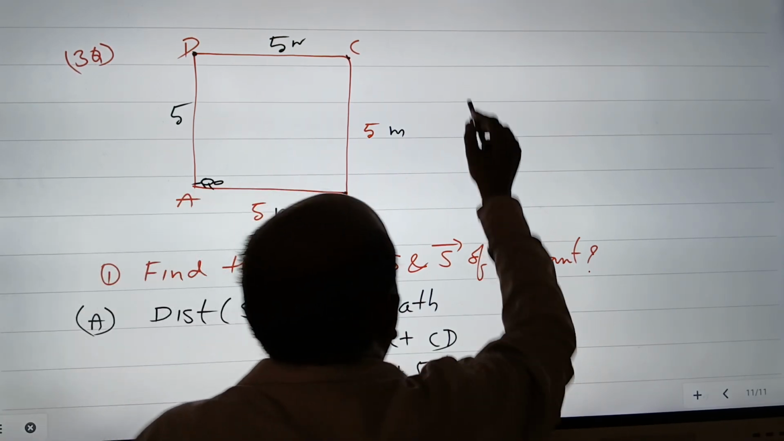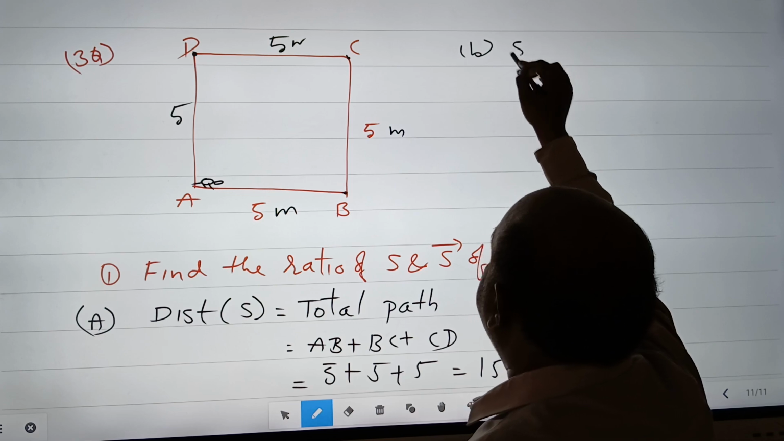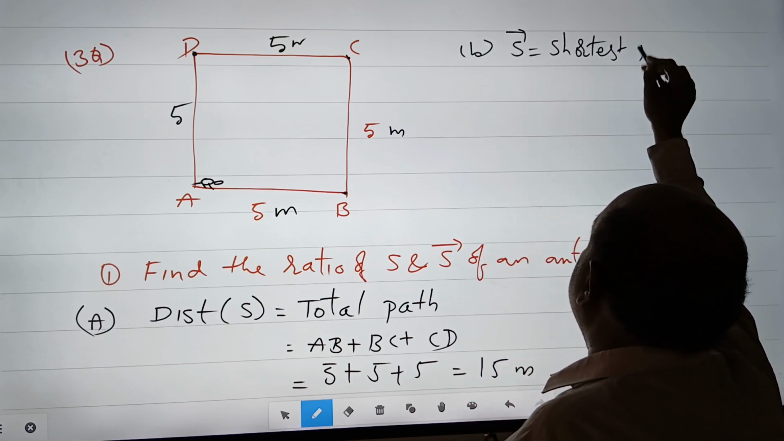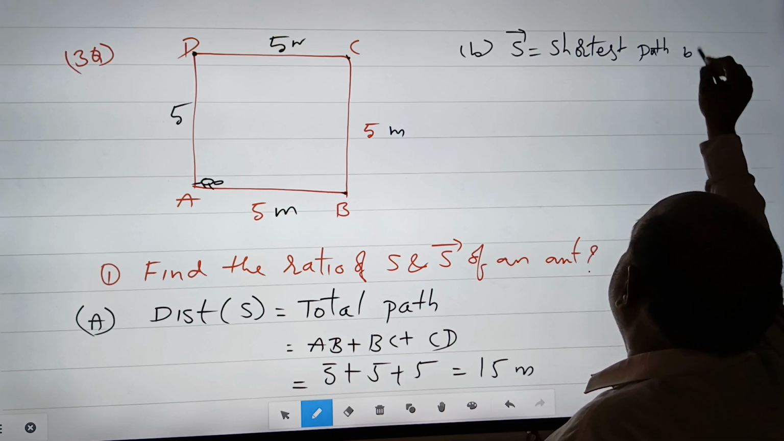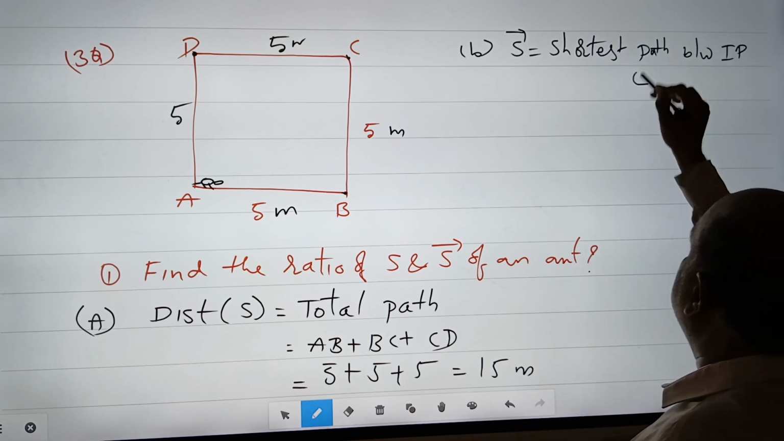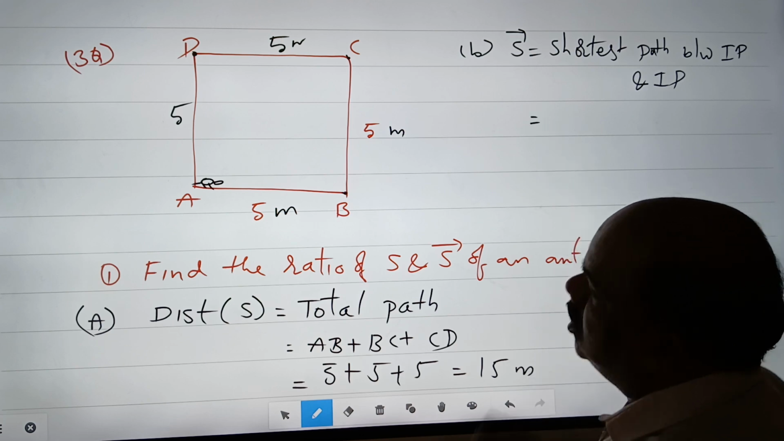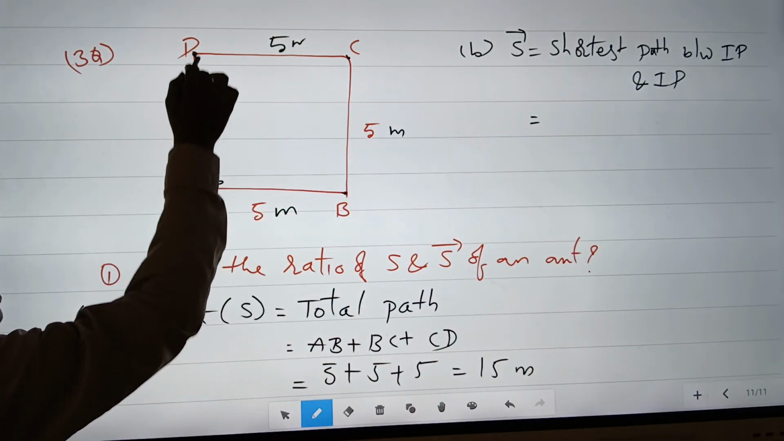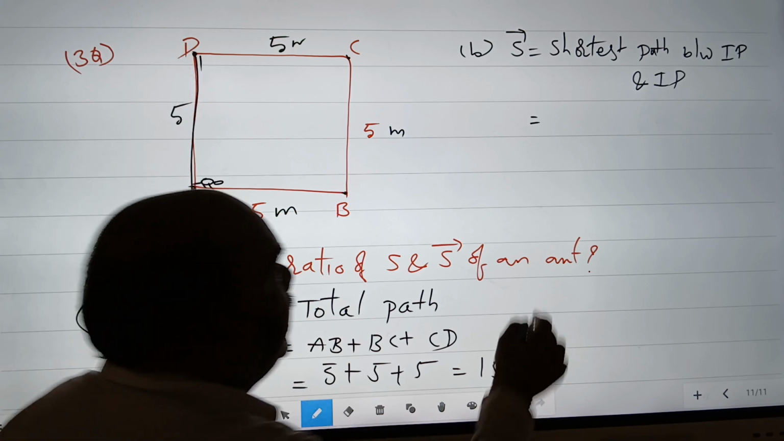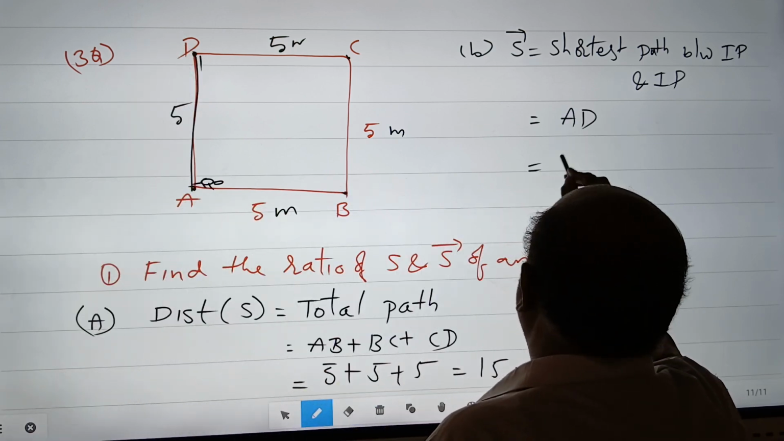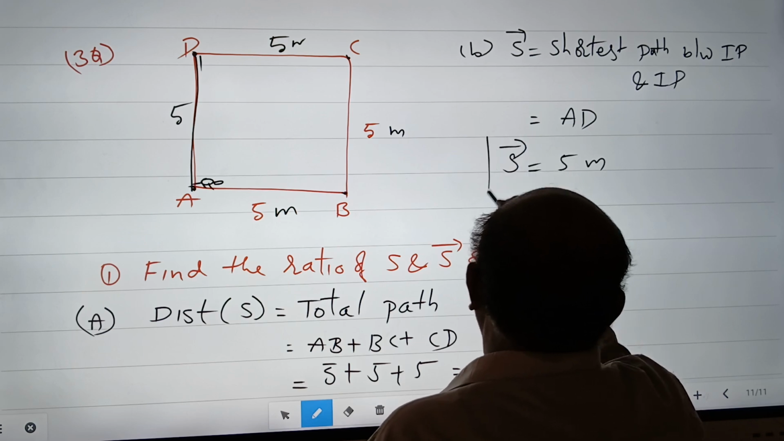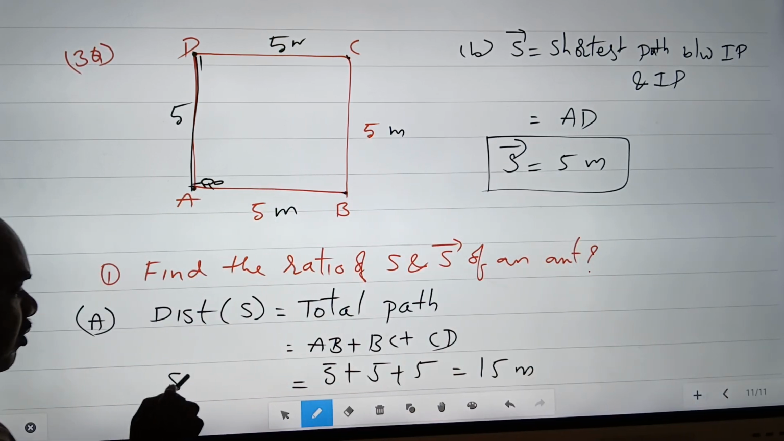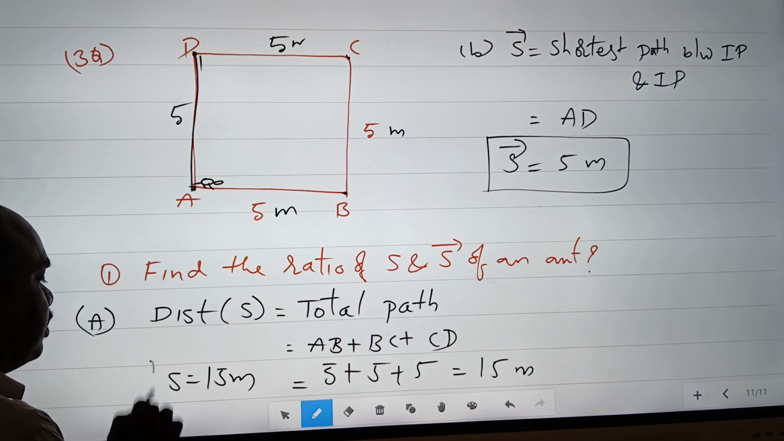Now find out the displacement. What is displacement? Displacement is the shortest path between initial position and final position. Initial position is A, final position is D. This is the shortest path, which is a straight line. Directly you can write it as AD. What is the AD length? 5 meter. This is the displacement. Simple, right? Distance we got 15 meter, S is 15 meter, S bar is 5 meter.